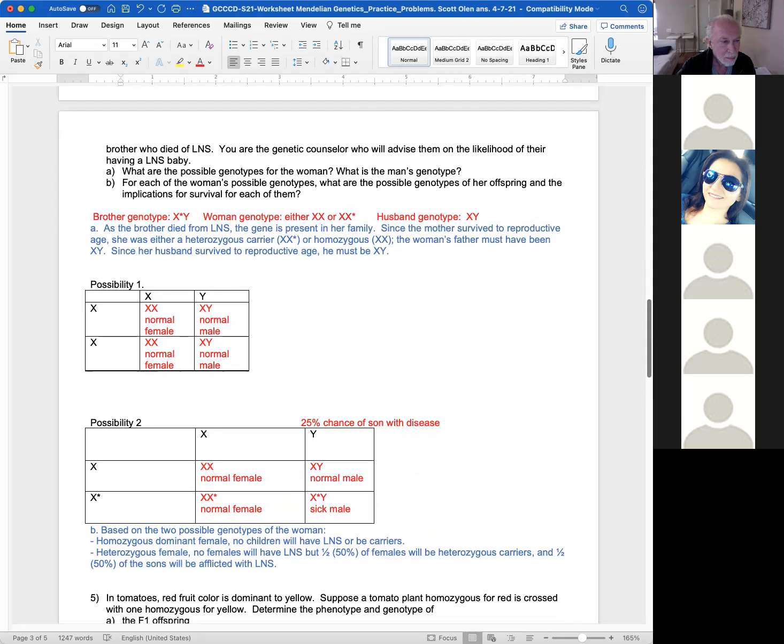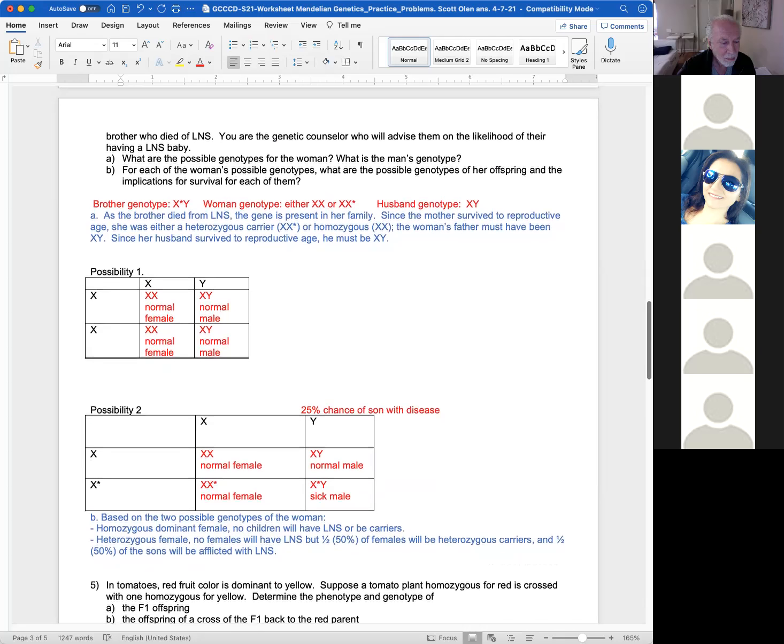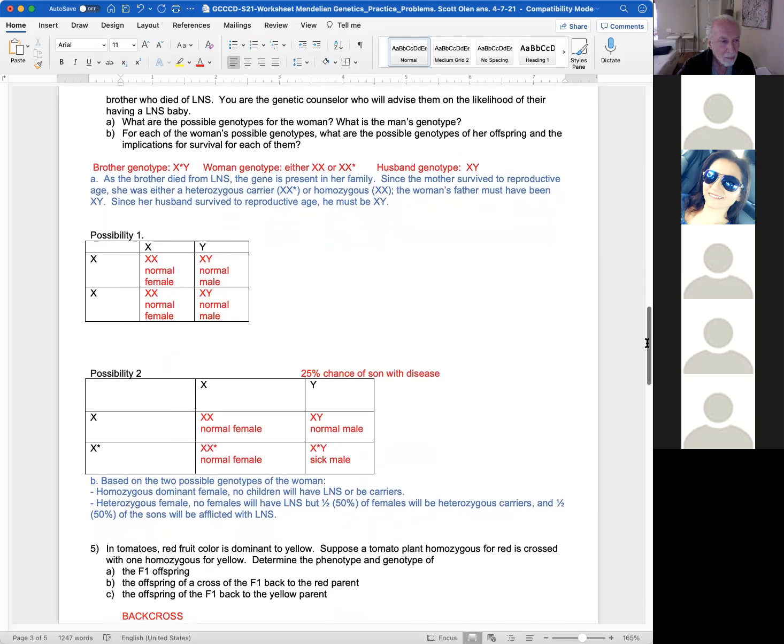So the possible genotypes are listed again here in the table. And we could say homozygous dominant female. If the mother was a homozygous dominant female, no children will have LNS or be carriers. If she is a heterozygous female, no females will have LNS, but half of the females will be carriers, 1 of 2, and 1 of 2 or 50% of the sons will be afflicted with LNS. So that would be a fairly complete answer for the second part of question 4.